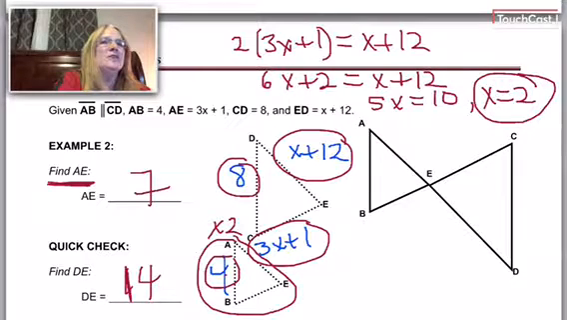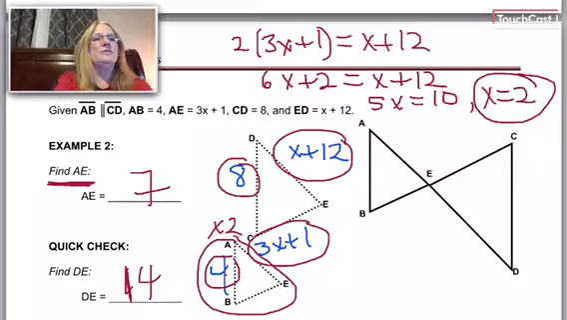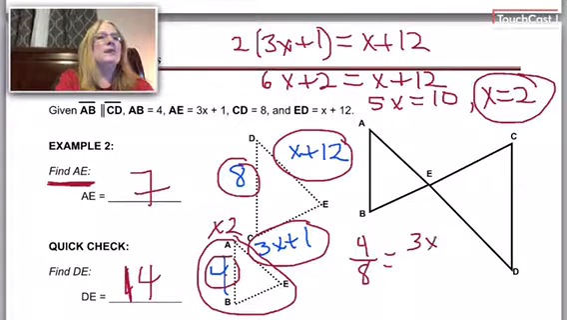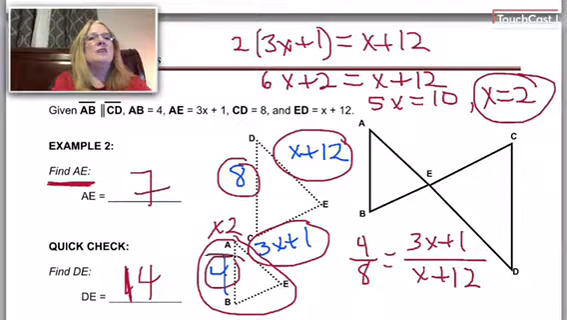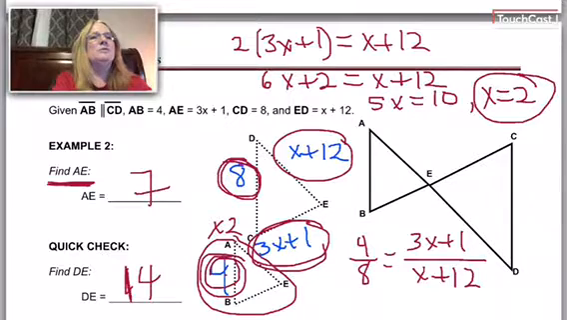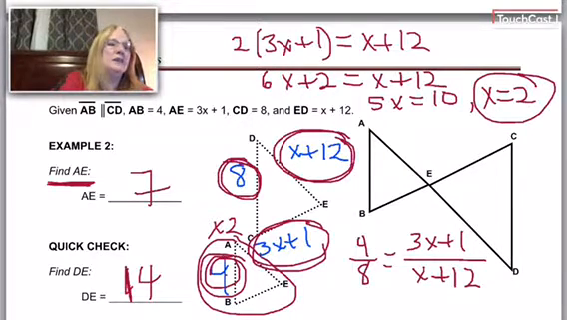Now there is another way to solve this. If you don't like using scale factor, if the scale factor is a fraction and you don't want to mess with it, you can always set up a proportion. And so that would be 4 over 8 is equal to 3x plus 1 over x plus 12. So you just take 4 and put it over the corresponding side. 8 is equal to 3x plus 1 over x plus 12. And you can cross multiply, and that's just another way to find the same answer. Okay.